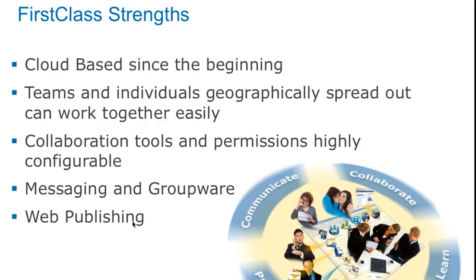One of the other strengths of First Class, and this has always been true, is that it very easily allows teams and individuals that are geographically spread out to quickly collaborate and communicate around various topics, whether it's a conference, an email, whatever the case may be. As well, our collaborative tools, our conferences, and our communities are highly permissionable and highly configurable, allowing you a lot of ease and control when it comes to creating and sharing data and allowing people into the system.